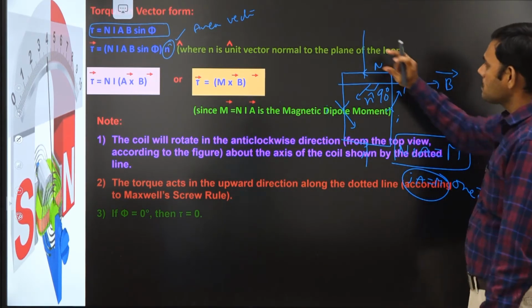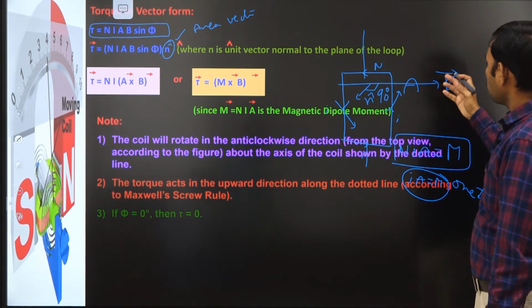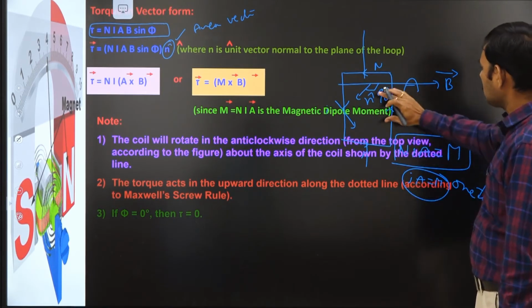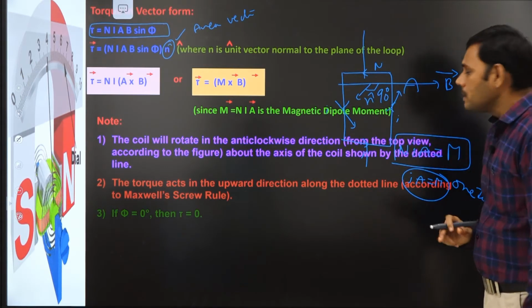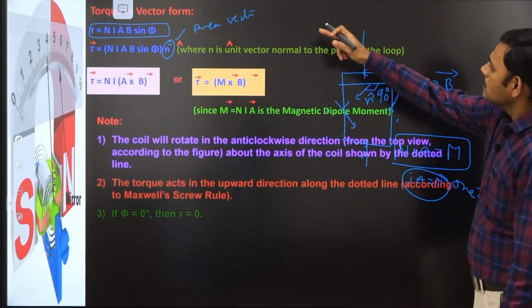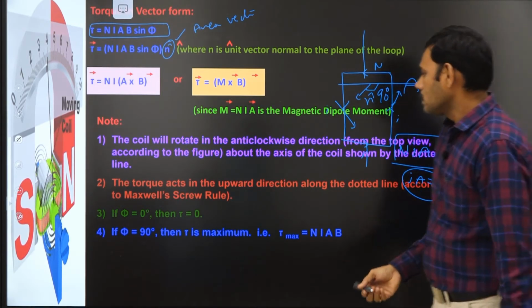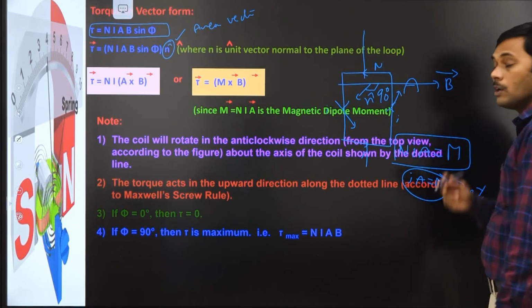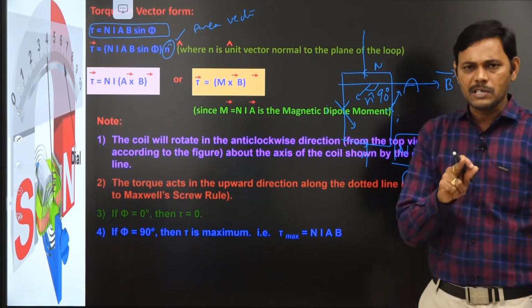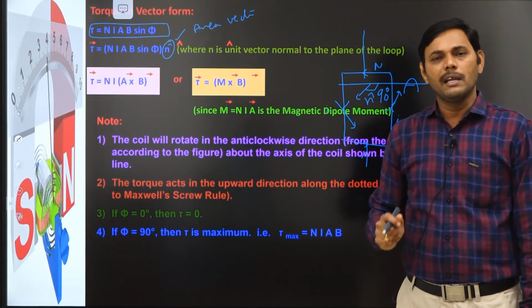Students, this is the conclusion for that formula. If B bar is the magnetic field which is parallel to the face of the coil, such that the area vector or n cap is making 90 degrees angle with B bar, then torque is maximum. That is the conclusion here: if theta is equal to 90, then torque is maximum. Maximum torque is NIAB.